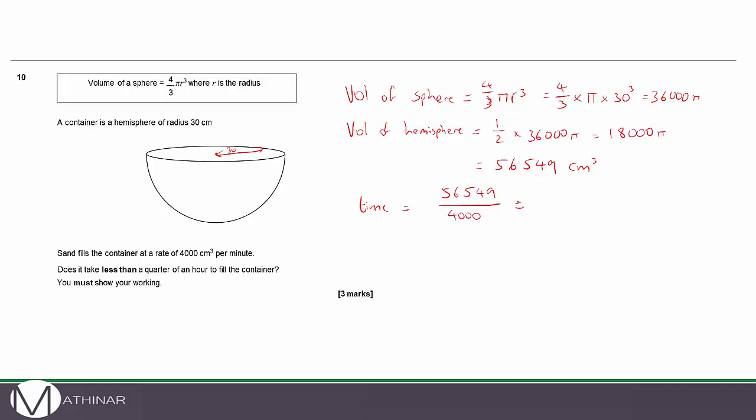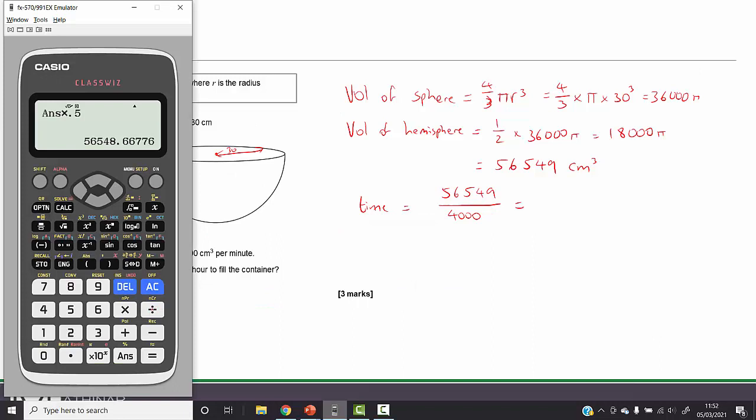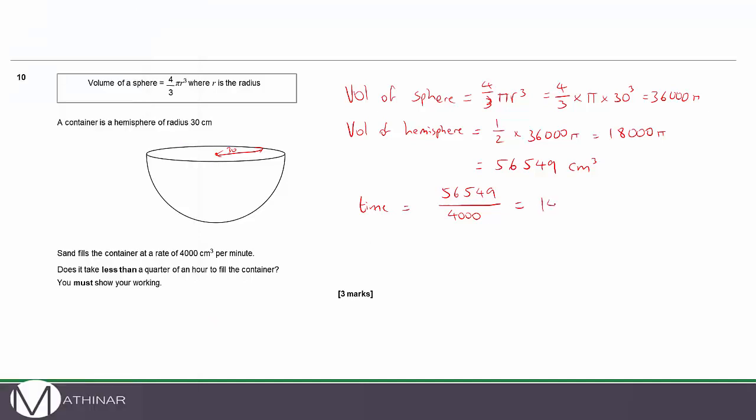So I'm going to do this calculation now. Remember to use the full answer from here, don't just type in that number. So I've got the answer there, so all I'm going to do is divide that by 4,000. And that gives me 14.13. Now, what are my units for this? Well, the 4,000 is per minute, so this is going to take me 14.13 minutes to fill the container. The question says, does it take less than a quarter of an hour to fill the container? And your answer is yes. It takes 14.13 minutes.